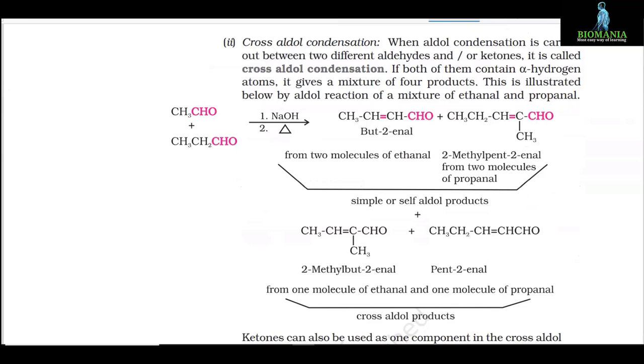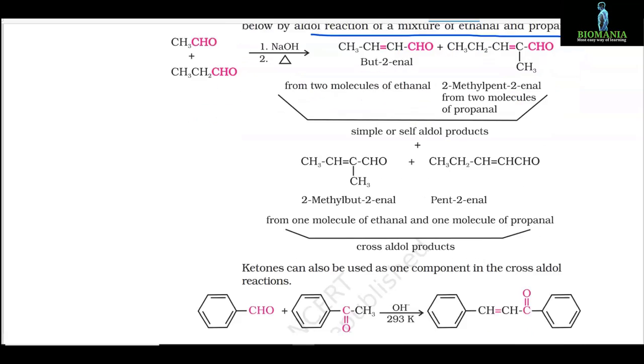Number 2, cross aldol condensation. When aldol condensation is carried out between two different aldehydes and or ketones, it is called cross aldol condensation. If both of them contain alpha hydrogen atoms, it gives a mixture of 4 products. This is illustrated below by aldol reaction of a mixture of ethanal and propanal.